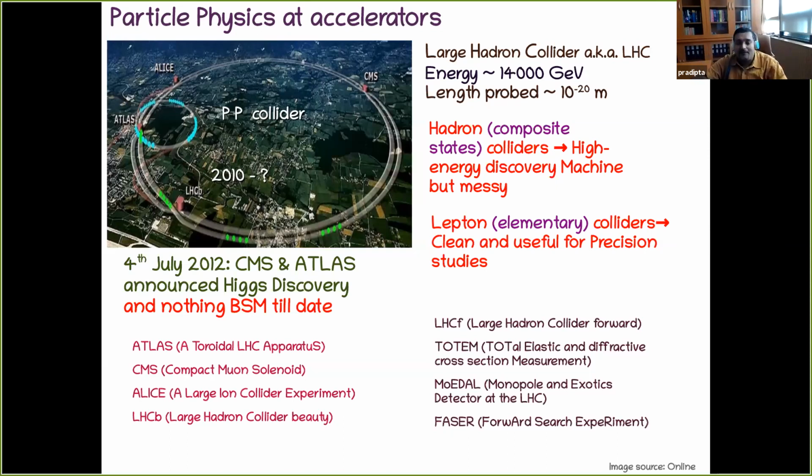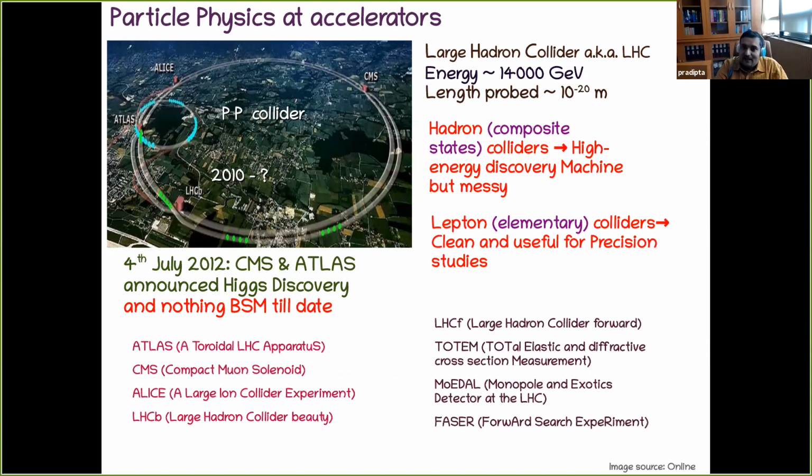Now, ATLAS and CMS are the biggest ones because roughly 3,000 scientists and engineers are working in each of ATLAS and CMS. And they are the most celebrated ones, especially after the Higgs discovery. They are the general purpose detectors. And it is mainly ATLAS and CMS which are looking for beyond the standard model physics, aka BSM physics.